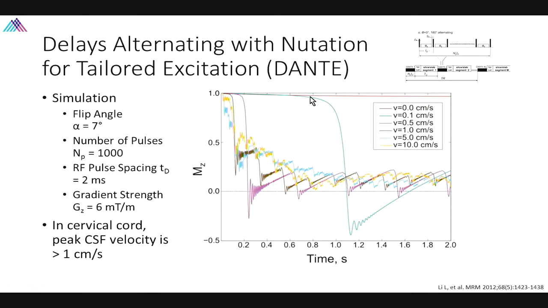And the motion, the velocity of spins in diffusion are well below the level at which this DANTE will affect them. So we think this is probably a very minor effect. Our bigger worry is whether the CSF is moving fast enough for us to suppress it.